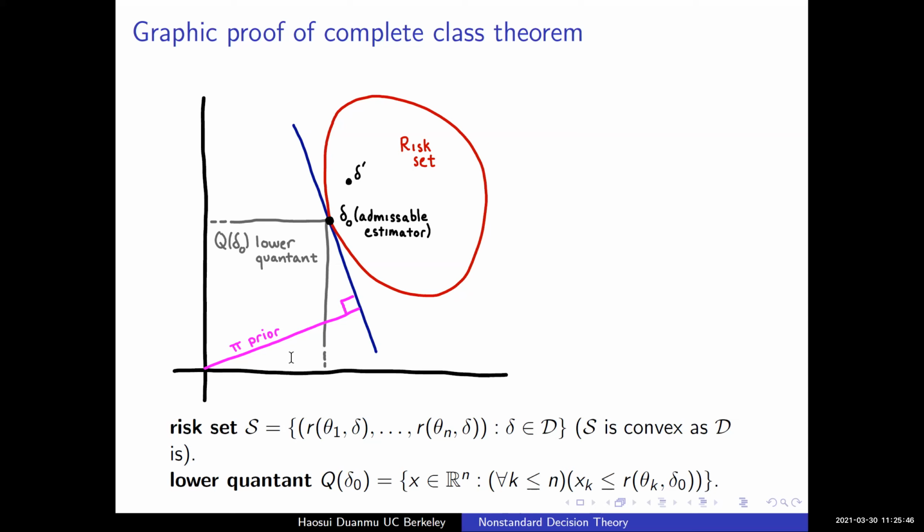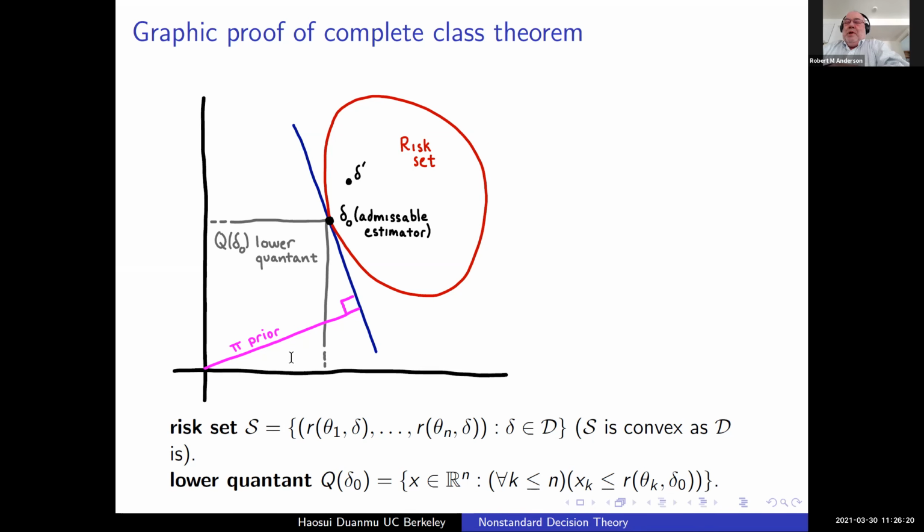So by the separating hyperplane theorem, one can find a hyperplane that separates the lower quadrant of delta zero and the risk set. And one can also show the supporting vector of such hyperplane has non-negative coordinates everywhere. So after normalization, this supporting vector can be seen as a prior to witness the Bayes optimality of delta zero.